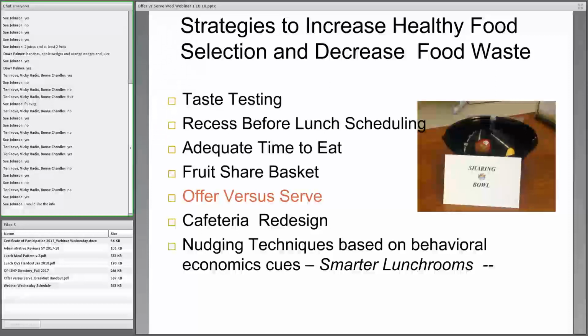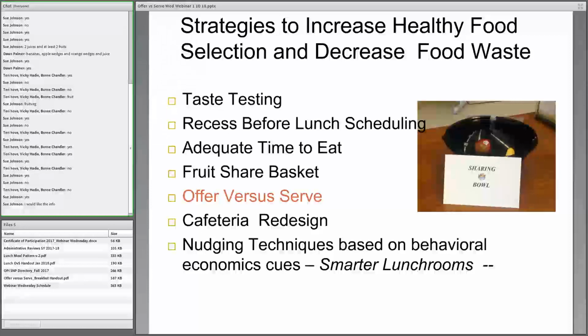Schools that schedule recess before lunch, we know that students eat better and waste less with recess before lunch. Making sure they have adequate time to eat. So if students have 15 minutes once they sit down with their tray, doesn't that sound like an ideal world? But it doesn't hurt to advocate for that. You can reduce food waste by using a share basket for whole fruits, fruits with a peel, or even unopened milks. Using offer versus serve correctly.